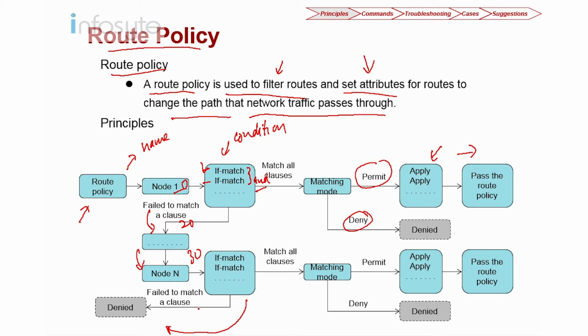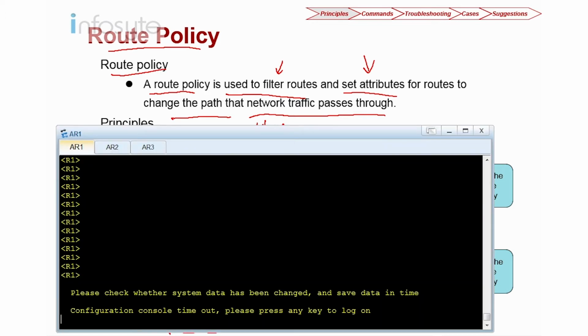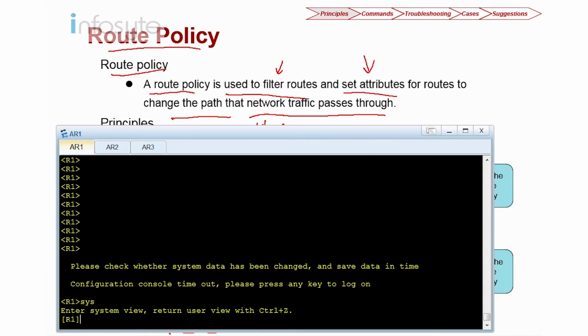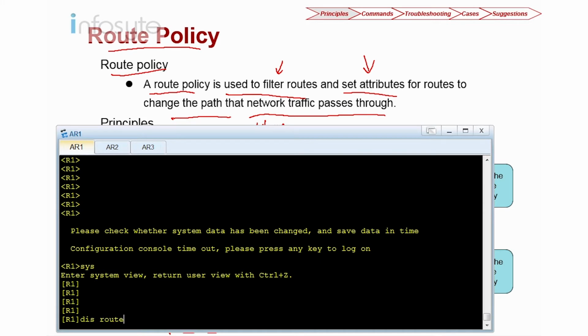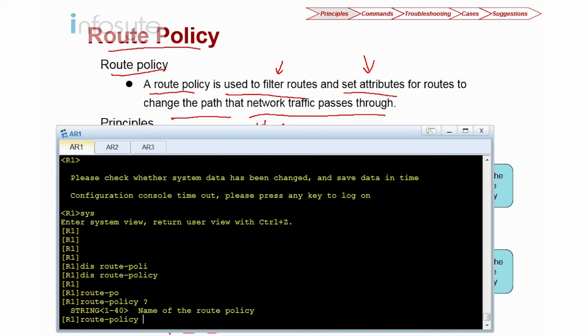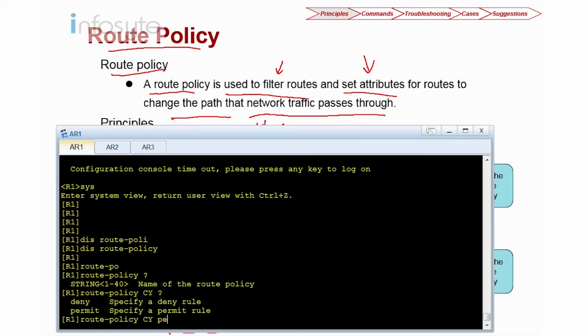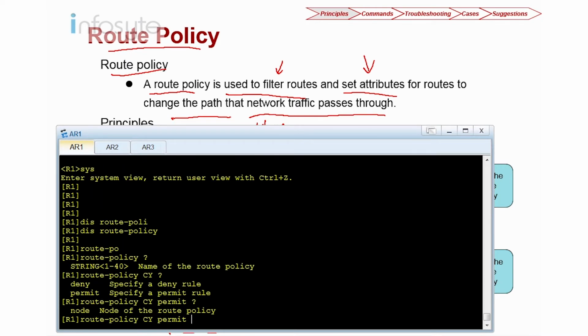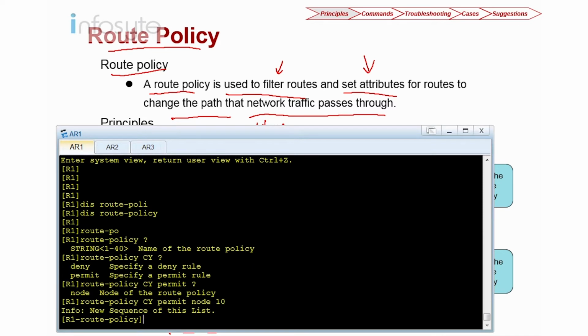Let me show you how this route policy is configured and its logic. I have here Router 1 and I'm going to show you the policy. First, if you want to see a policy, you do a display route-policy. Okay, so this router is clean. So I'm going to create a policy with a policy name. I'm going to call the policy CY. Then followed by the action, I'm going to do a permit with a node. I'm going to start with node 10.